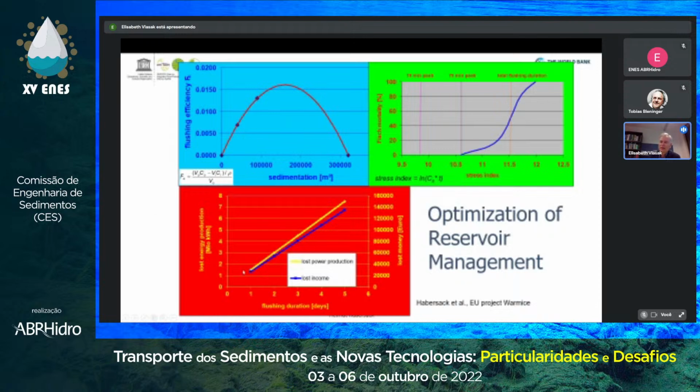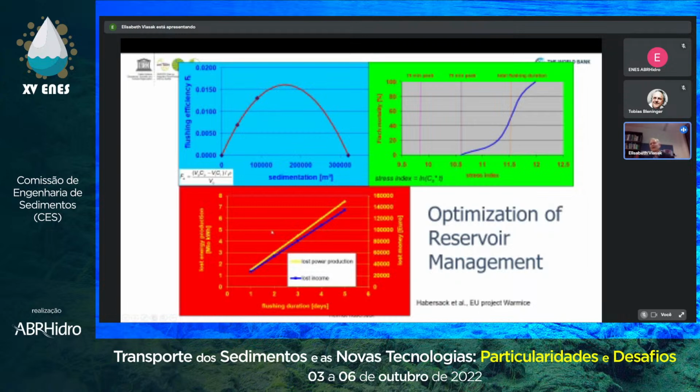And we have a third one, which here in the most simple way is the economics calculation. If you flush for 4 days, in this example, you lose about 5 million kilowatt hours and about 120,000 euros already with this flushing. So from the economics point of view, you want to be very short. But if you are short in flushing, you might have high concentrations and you might have an issue.